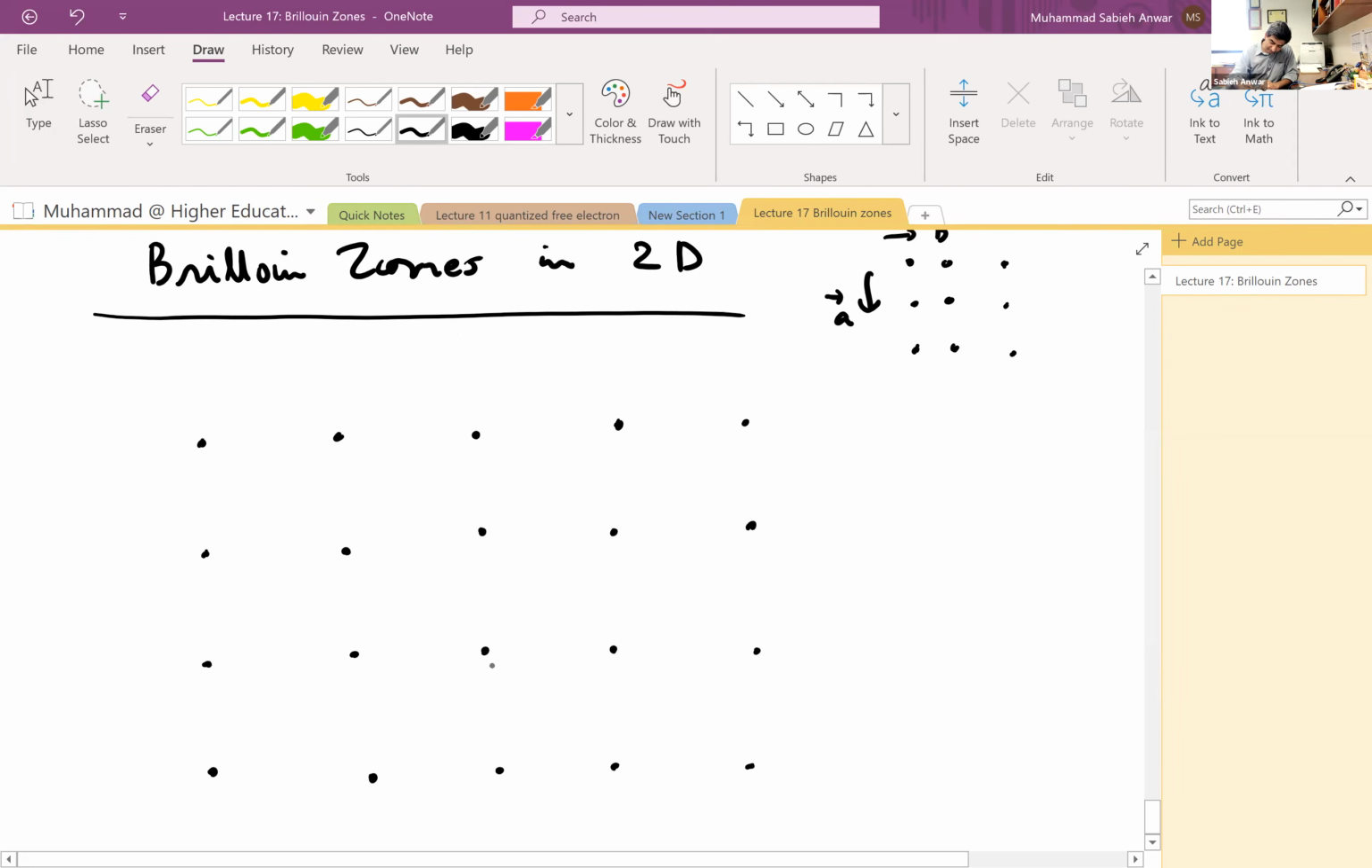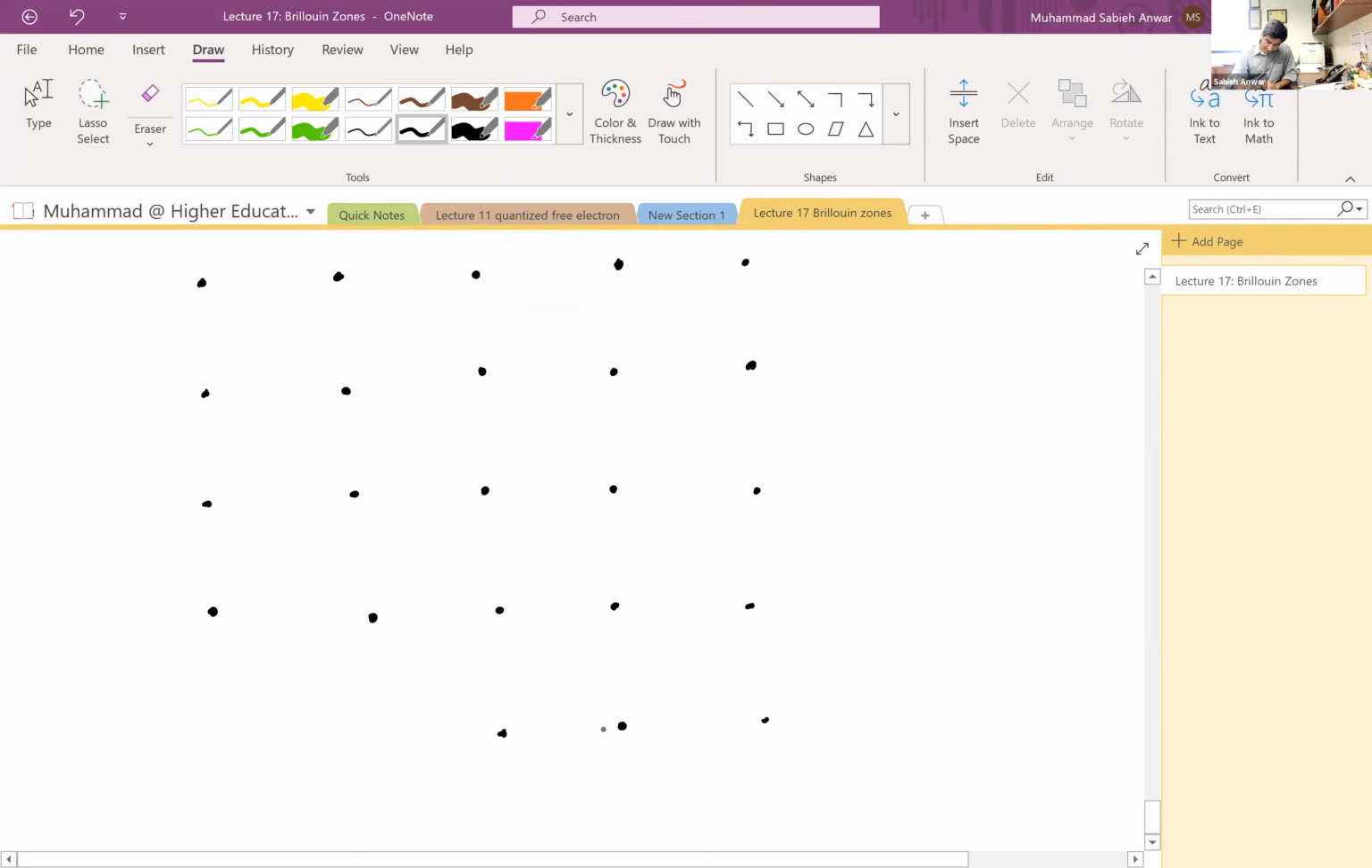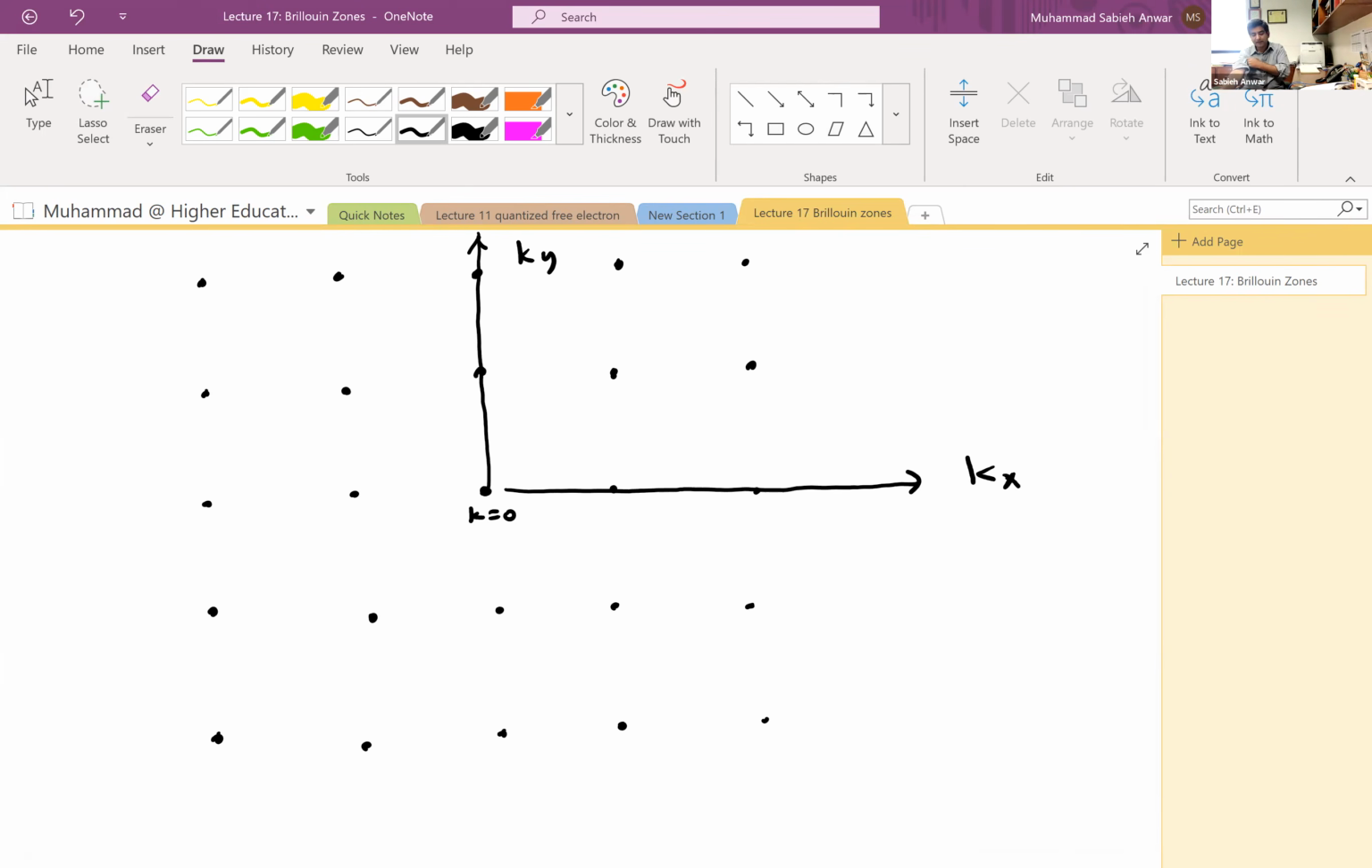I take one point. Let's call this the k equals 0 point. I just choose an origin. Now this is my kx axis, ky axis. All of these solid dots represent k points. In fact, they don't represent k points. Sorry, this is a reciprocal lattice. These represent G points. These are reciprocal lattice vectors.